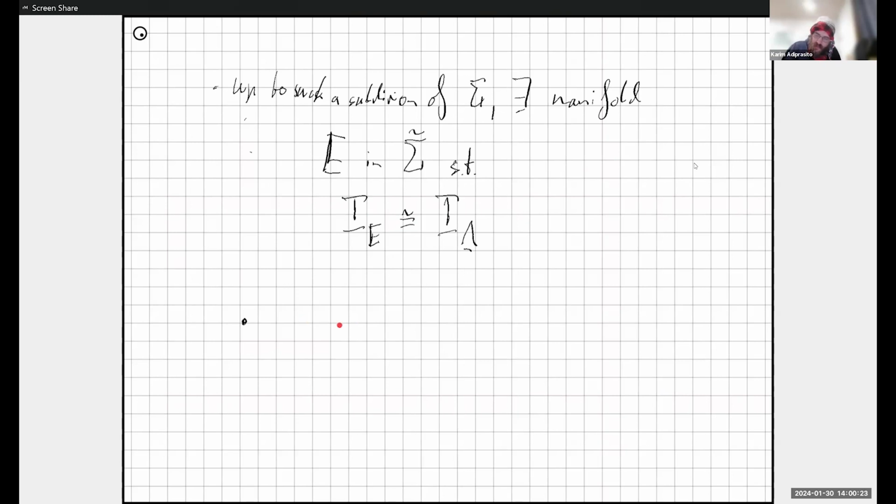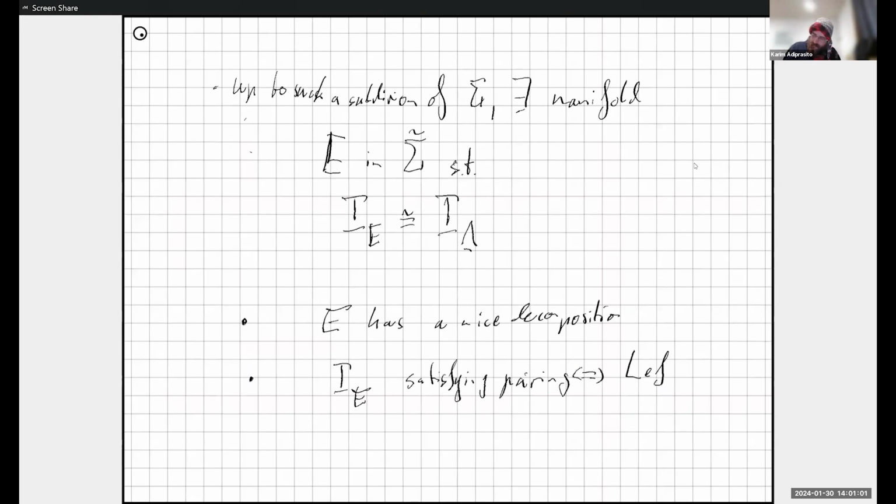The final observation: well, there are two observations now. E has a nice decomposition, meaning that it's combinatorially nice. You can build it out of simple pieces. I will not go into what that means in detail. But there's a second part here: I E satisfying pairing is equivalent to a Lefschetz property on E.